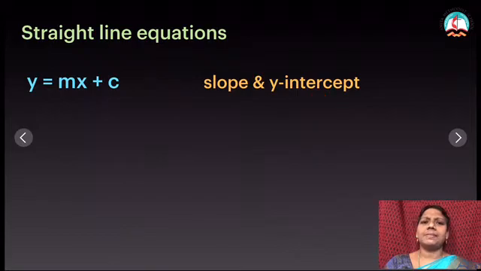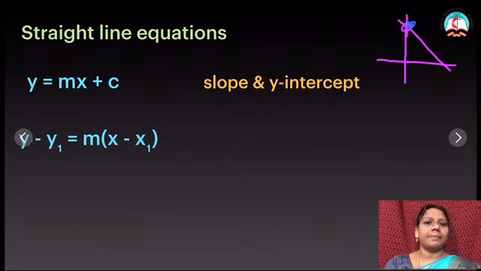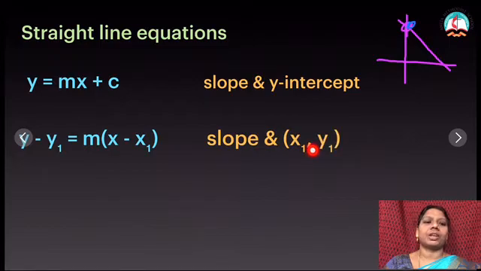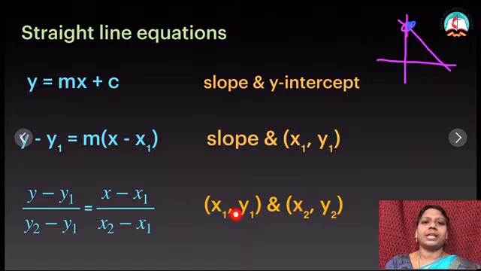What do you mean by intercept? I told you earlier, intercept means it cuts the axis. Y-intercept means it cuts the y-axis. That means the value of x is equal to 0. Then only we can call those points as intercepts, right? Now the next one is, y minus y1 is equal to m into x minus x1, if slope and a point is given to us. Then we have a 2-point formula, that is y minus y1 divided by y2 minus y1 is equal to x minus x1 divided by x2 minus x1. That is the 2-point formula if 2 points are given to us.